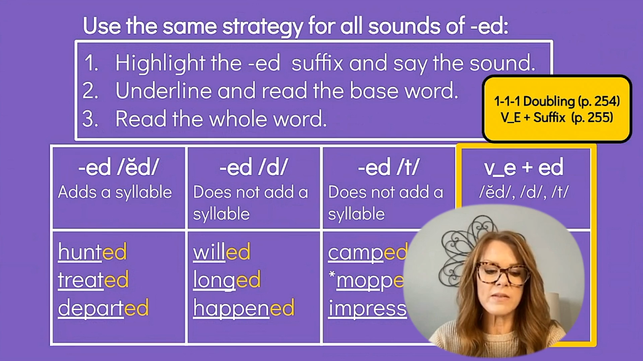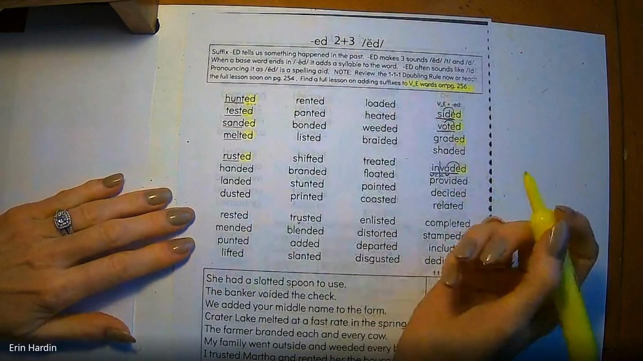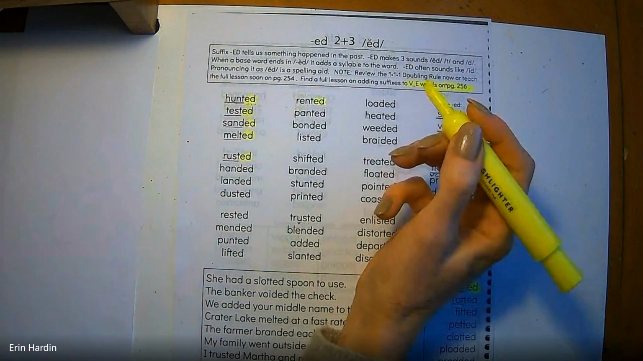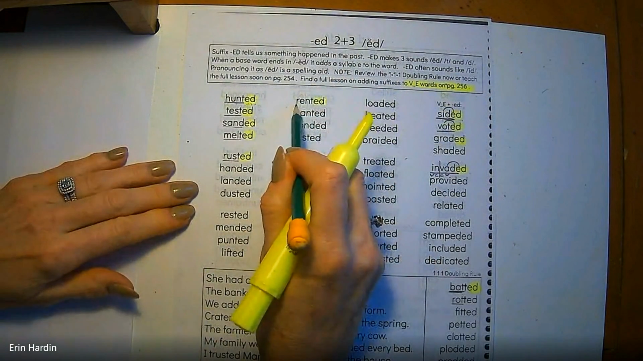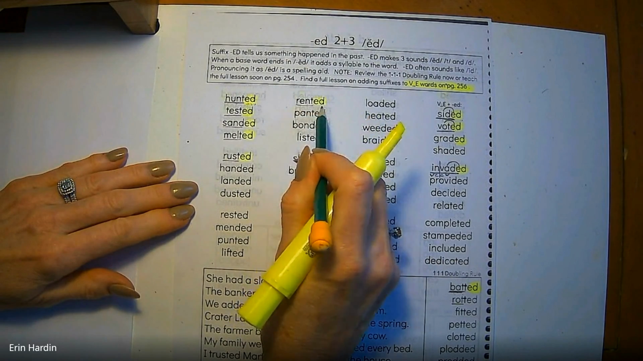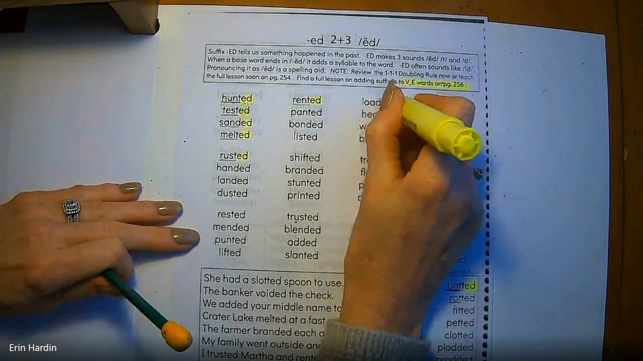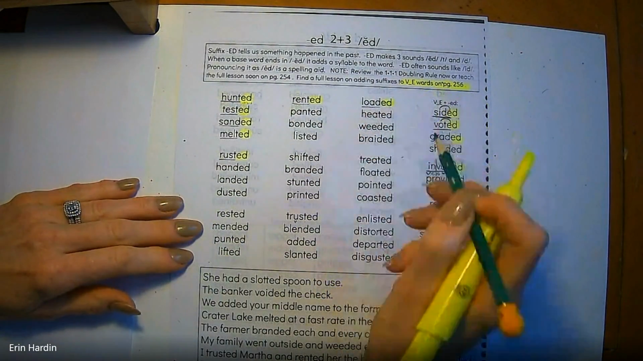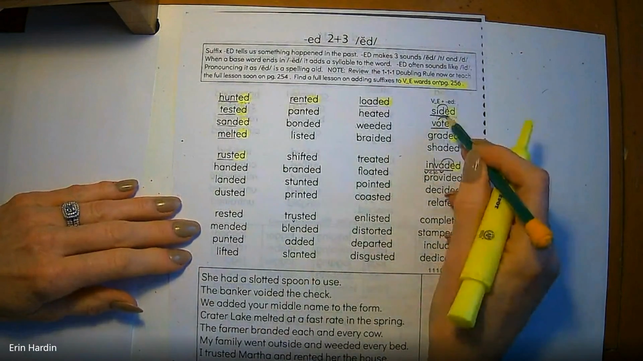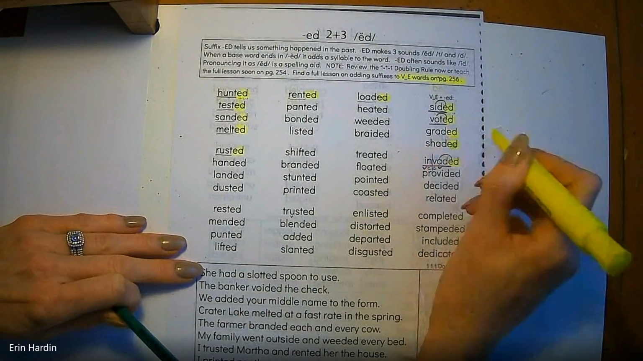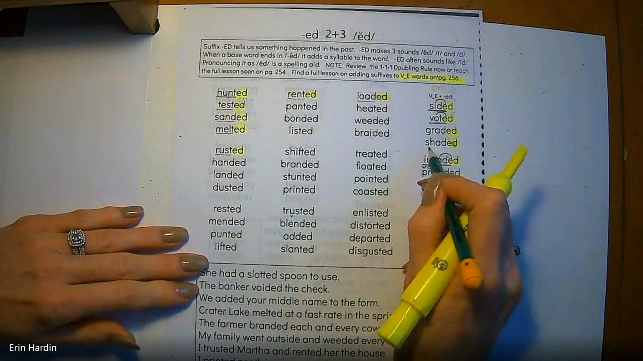Now I'll demonstrate this strategy using the three lesson pages. So for our ED Ed page, we would highlight the ED, say Ed, underline the base word, say that word, rent, and then read the whole word, rented. Ed, load, loaded.